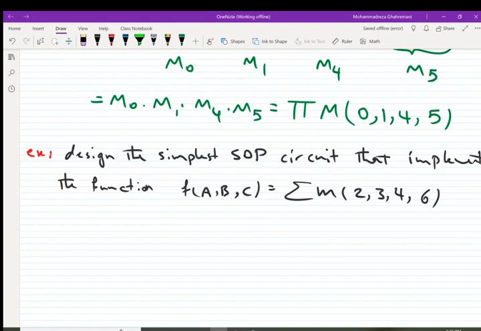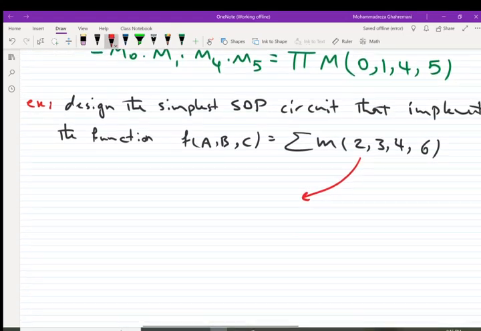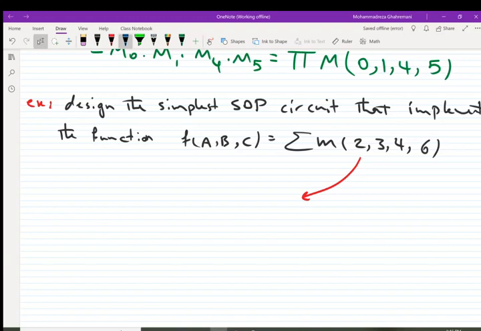We can, but it's not the most efficient way. We can use minterm codes to write the function directly from these minterms. So how? Here is the solution. F is equal to minterm 2 plus minterm 3 plus minterm 4 plus minterm 6.